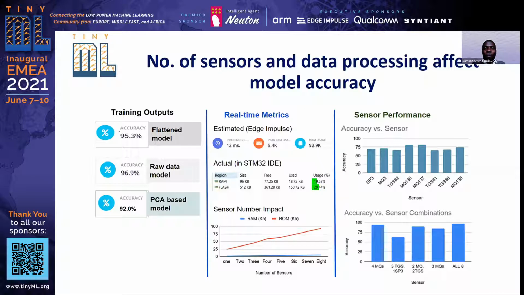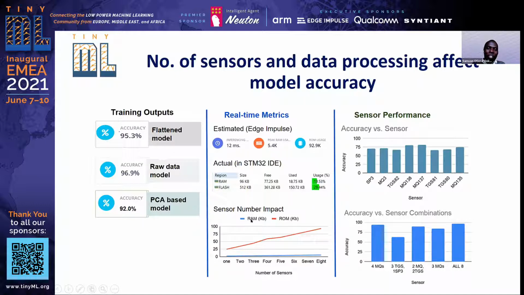From the preliminary results, with the flattened model we got 95.3% accuracy, with the raw-based model we got 96.9% accuracy, and using the PCA-based model we got 92% accuracy. Looking at the real-time metrics from Edge Impulse, they estimated we'll need 12 milliseconds inference time, 5.2 kilobytes peak RAM, and ROM usage of 92.9. The actual performance on STM32 IDE was slightly higher than that, but still very minimal for execution on very tiny devices.